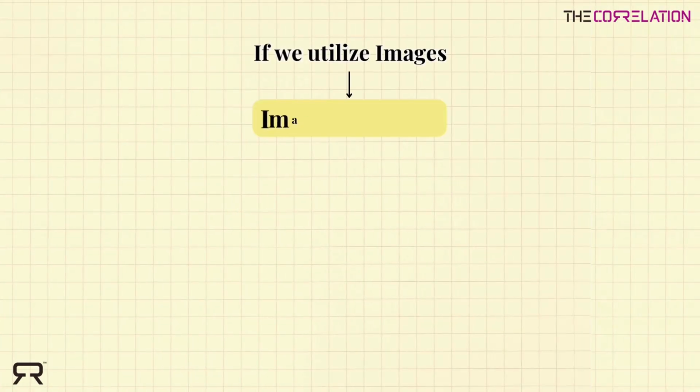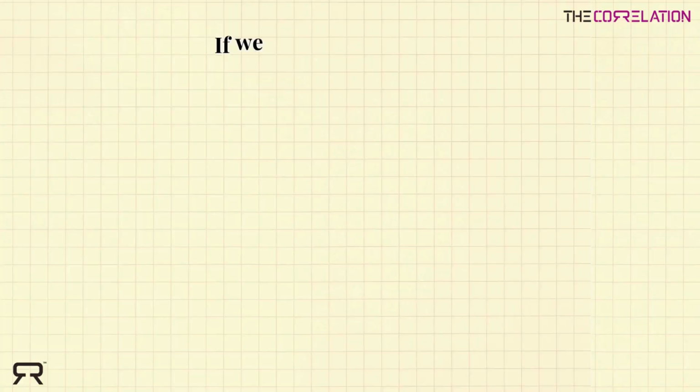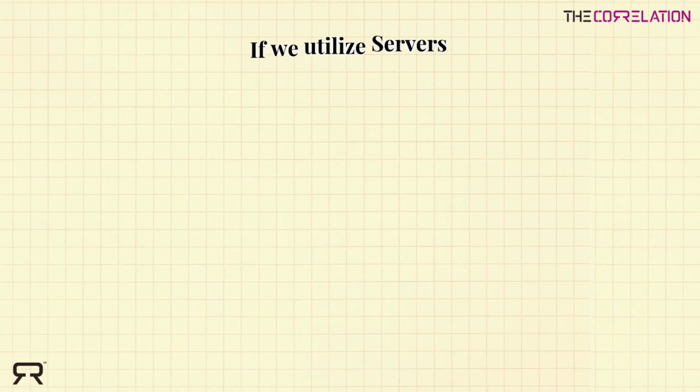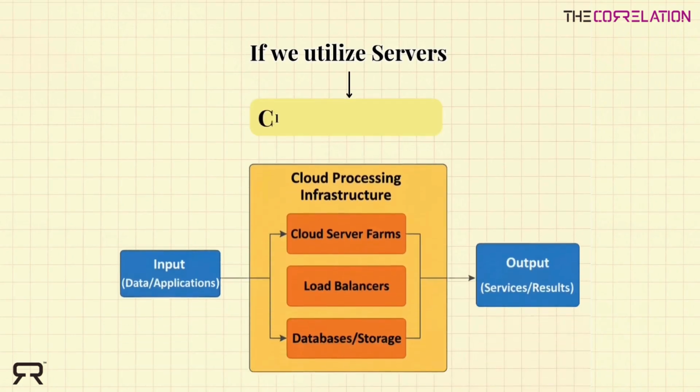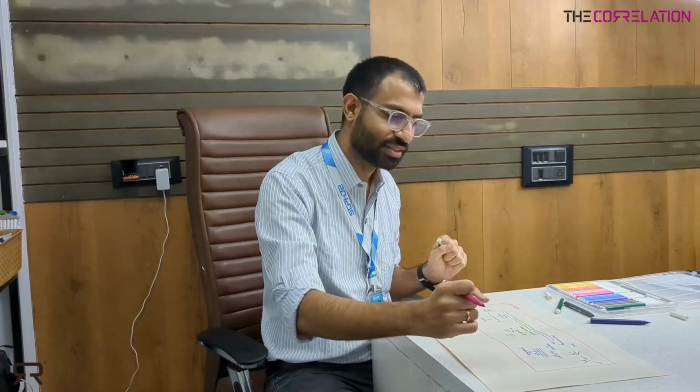If we utilize images, we call it image processing. If a data set is so large that we cannot just do it on one system, but rather we have multiple laptops that we utilize, we call it distributed processing. If we put that complete thing on servers, we call it cloud processing. So depending on where and how things are changing, what kind of data set we have, we have different names for it. But all of this is data science.